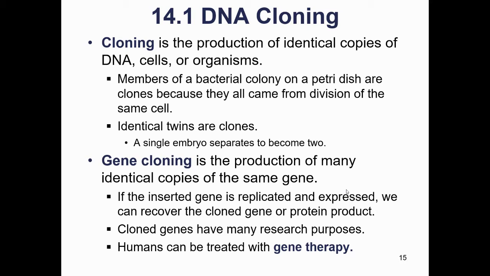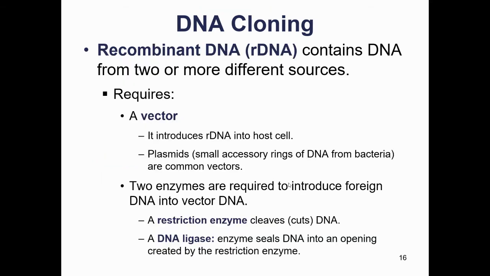Gene cloning is the production of many identical copies of the same gene. So we can select out individual genes that we are interested in, and make lots of copies of those. We can insert that gene and have it expressed, right? Remember, we just went through that. Gene expression is taking that gene, going through transcription and translation to get a protein, whatever the product of that gene is. And we can use that. So there are lots and lots of research purposes for cloned genes, identifying what they do and using them for therapy. For example, humans can be treated with gene therapy with copies of those cloned genes.